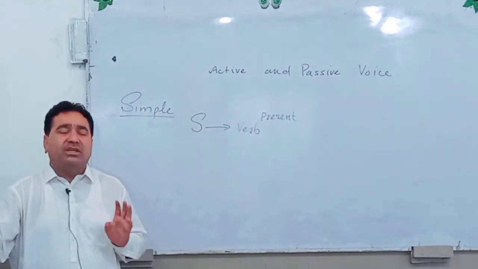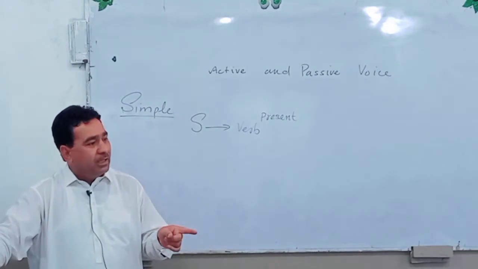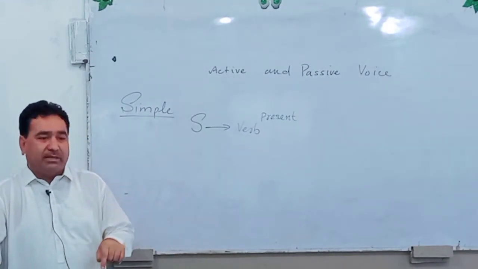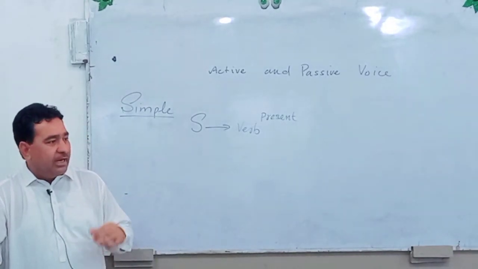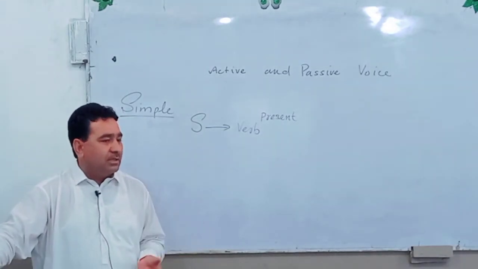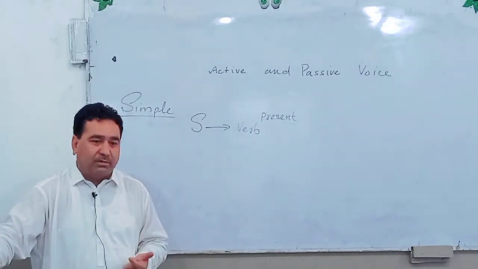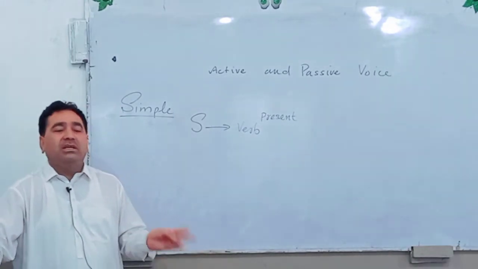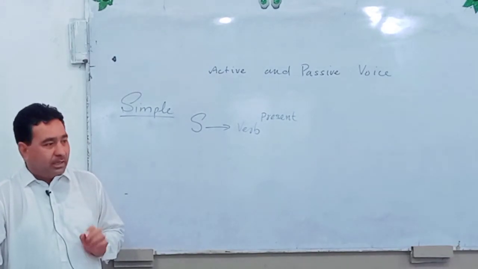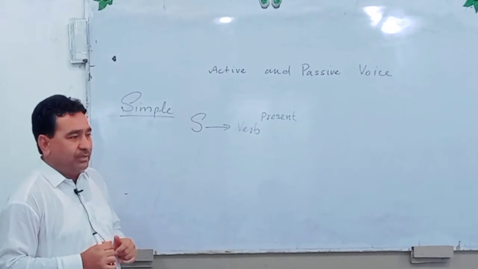If the subject is he, she, it or a singular noun, then the verb will be added with s or es. Clear? Yes. And if the subject is I, we, you, they or a plural noun, then we'll just use the plural form or present form of the verb. I go, she goes. Clear now?